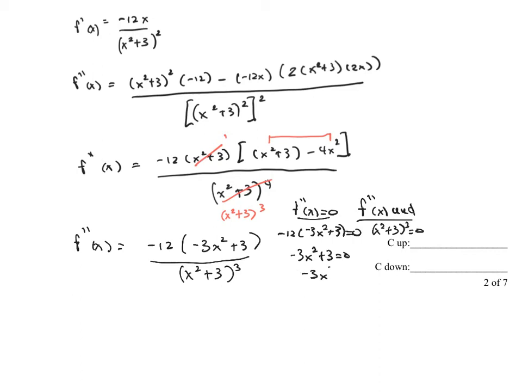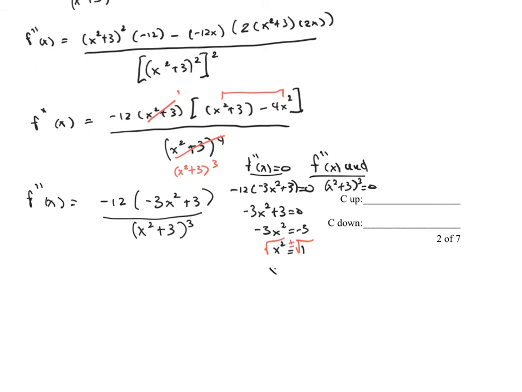I'd have negative 3x squared equals negative 3. Divide both sides by negative 3. I'd have x squared equals positive 1. Take the square root of both sides. Remember, there's plus and minus when you take the square root of a square. And I'd be ending up with x equals plus and minus 1.